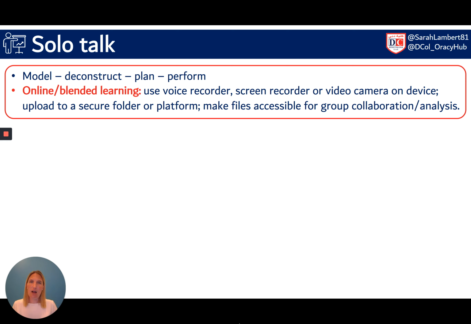Online and blended, I used the voice recorder a lot last term. All students had one either on their phone or their Surface Pro or laptop. So it's very easy for them to record themselves and then to upload it to a secure platform. My own boys were doing it with Seesaw, and we use Microsoft Teams at Dubai College. So actually doing solo talk online or blended is very straightforward.